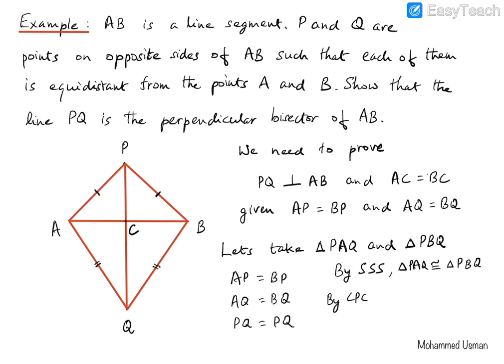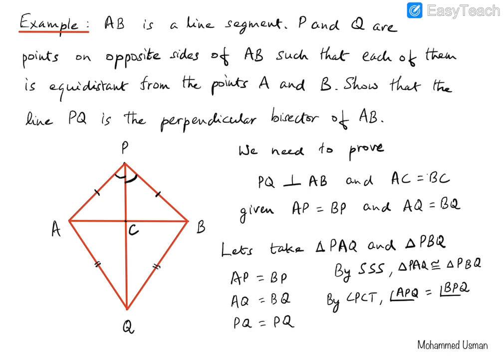By CPCT, we can say that this angle, which is APQ and BPQ, are equal. So by CPCT, angle APQ equals angle BPQ. So we have APQ equals BPQ.